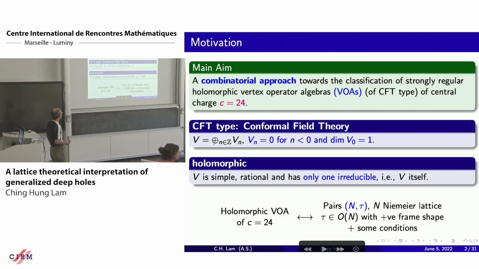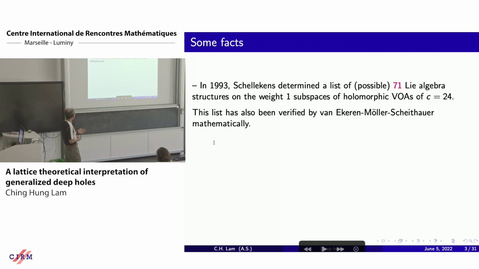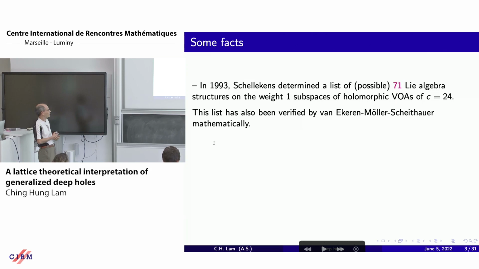Let me give you some brief details of what was known about this classification. As we know, the weight one space of a CFT type VOA is a Lie algebra. So the first thing you need to know is what the weight one space of a holomorphic VOA of central charge 24 would be. This was done a long time ago by Schellekens. He showed that there are 71 possible Lie algebras, including the Lie algebra zero. This was also verified by Van Ekeren, Möller, and Scheithauer. I shouldn't say more recently, because it was almost 5 or 6 years ago. But it was verified. At that time many things were assumed without mathematical proof, but now it is a complete proof.